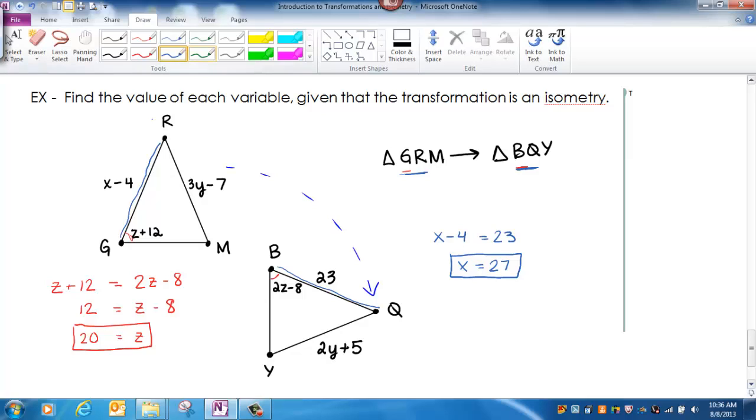Okay, and then the last one, we've got side RM right here. And if you look at the mapping here, RM corresponds to QY. Okay, so we can say then that 3y minus 7 equals 2y plus 5. We can subtract the 2y over, so we would have y minus 7 equals 5, and then add 7 to both sides, which gives us y equals 12.